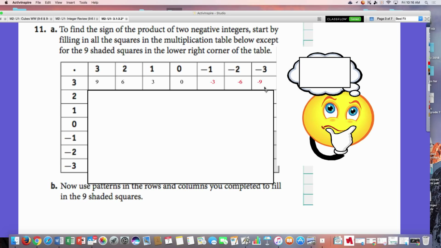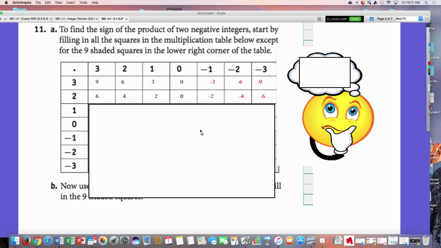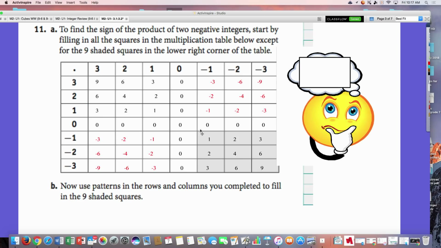When I say bacon, press pause and fill out the rest of this chart. Bacon! Hey, welcome back. Hopefully you filled out the chart exactly like this.